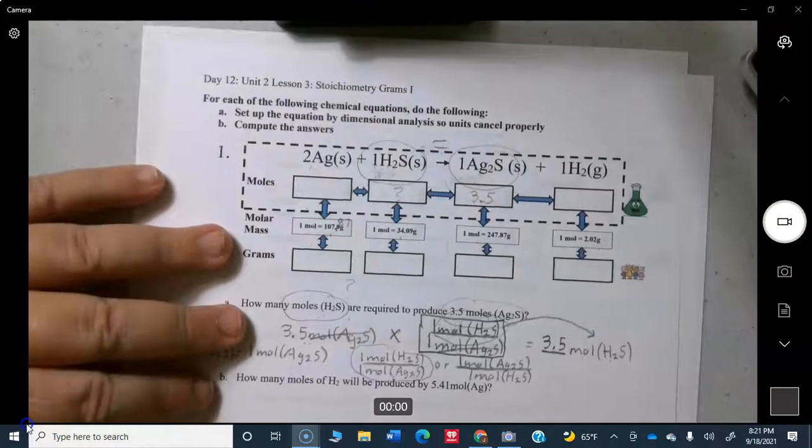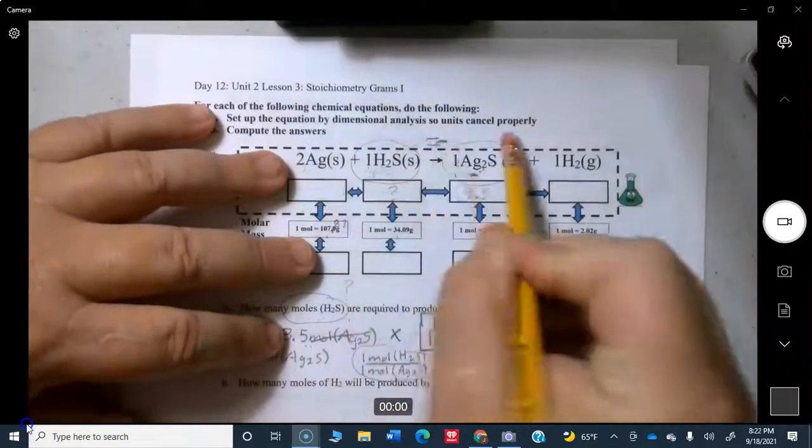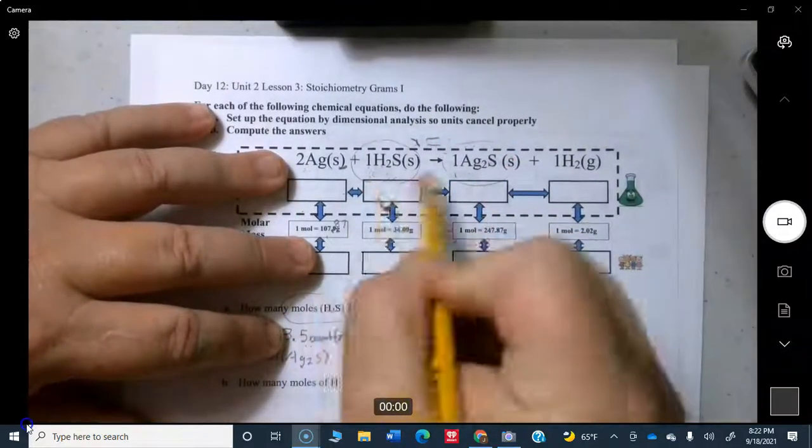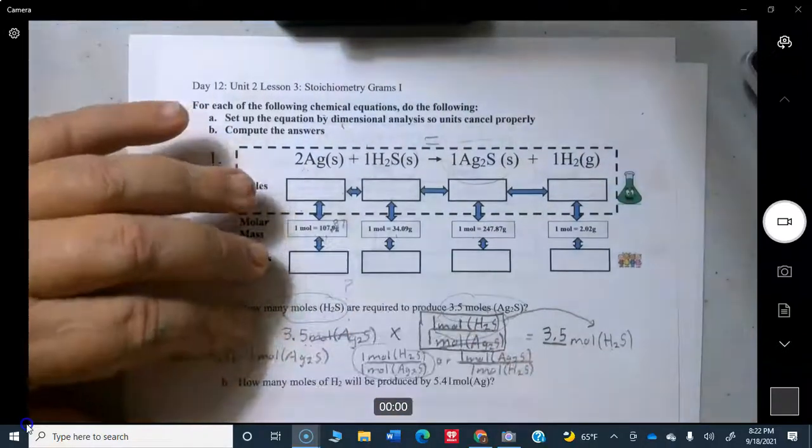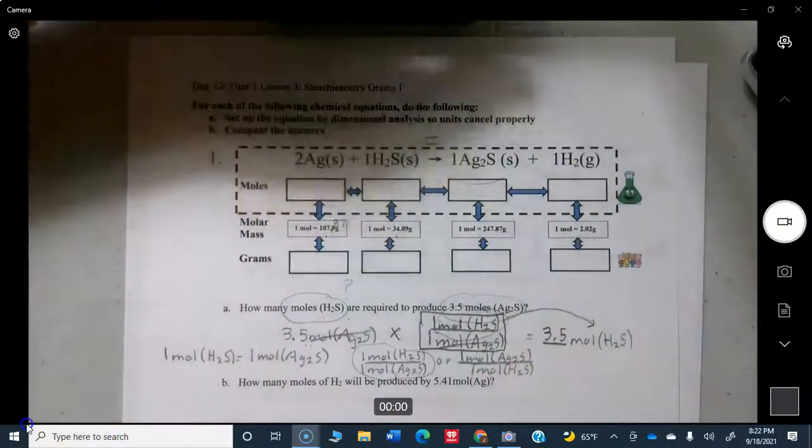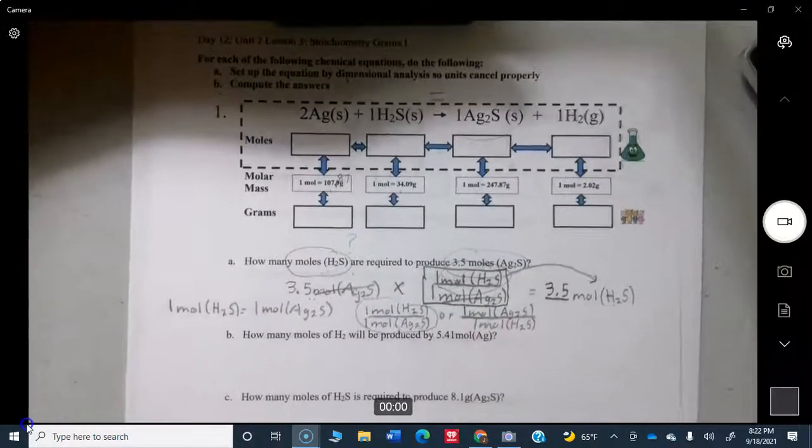Alright, so what I'm going to do first of all is clean up my graphic organizer up here. Do a lot of lines up here and question marks. I want to reuse that. So again, this is just reusable for you to do. Don't write too hard. Definitely don't write in ink. Okay, let's go on to B.